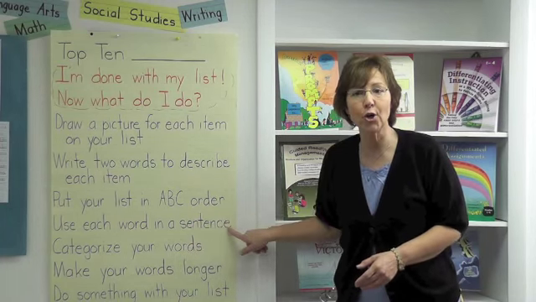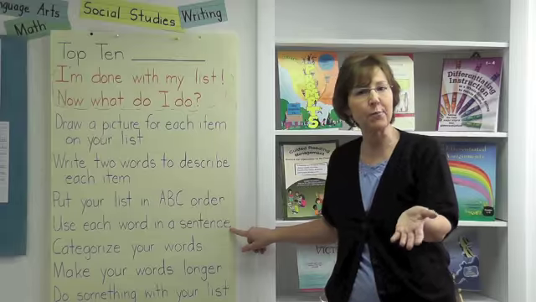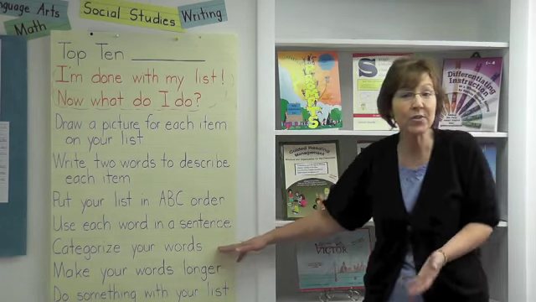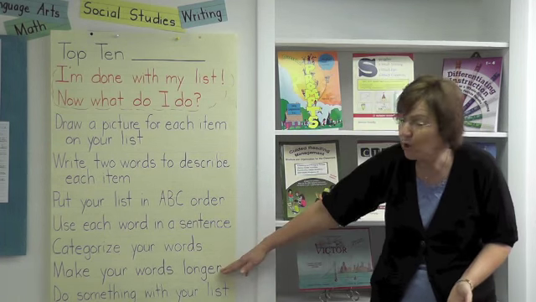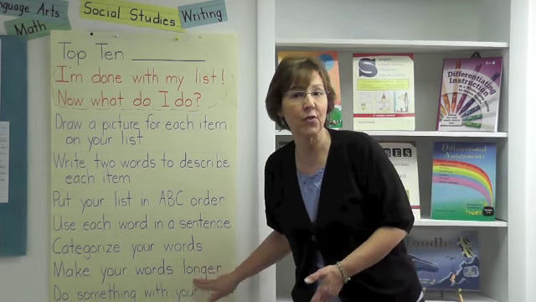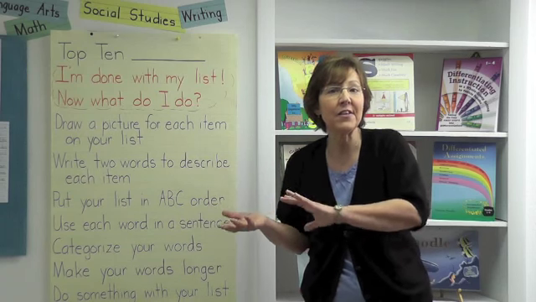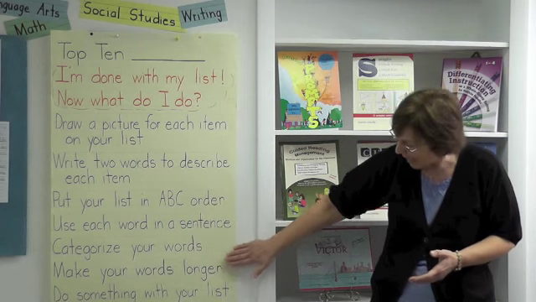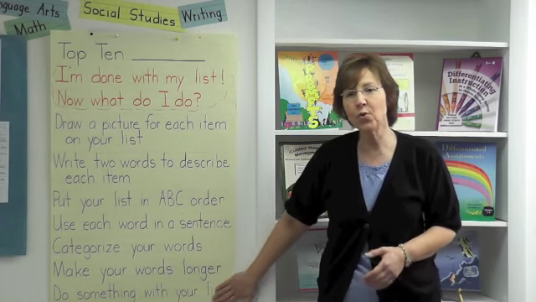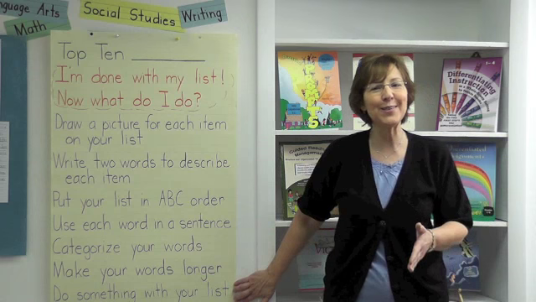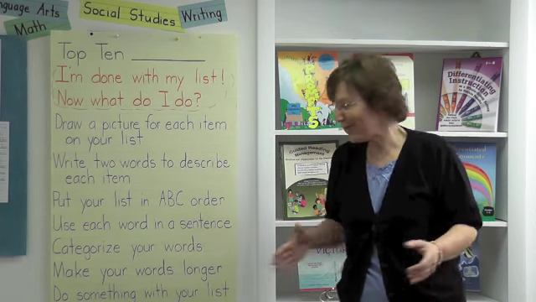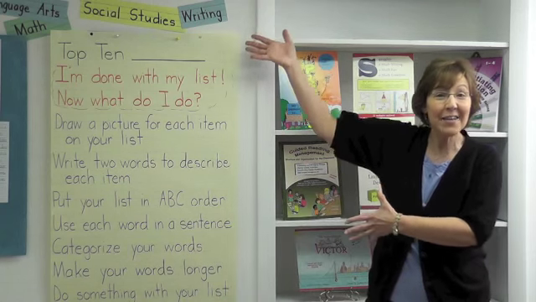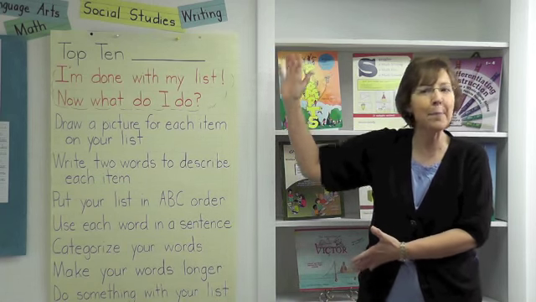Now, you can make this harder. Your sentence has to have a complex predicate and a simple subject. So again, you see, it depends on your grade level. Take your words and categorize them. Make your words longer. Here's your working with words. Make them plural. Add a suffix, add a prefix. Add an ing ending or an ed ending. And look at the last thing on your list. Students are incredibly creative. Take your list and do something with it. And they'll really surprise you with some of the things that they'll do with their list. So again, any grade level, any curriculum area, fabulous.